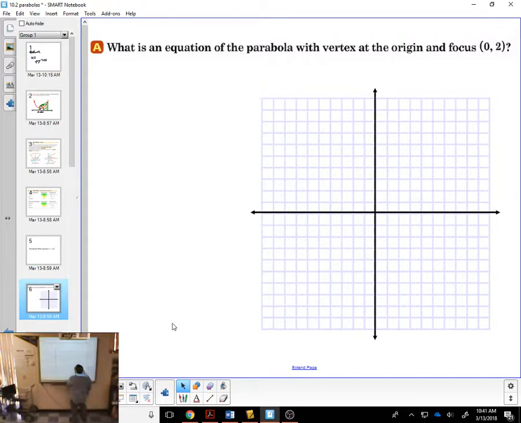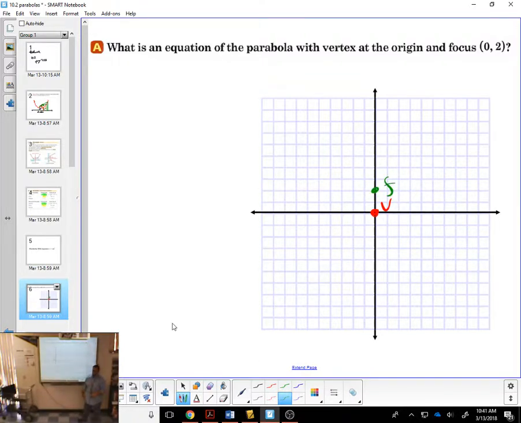Where is my vertex at? It says it's at the origin. So my vertex is right here. I'll label it with a V, okay? And then it says my focus is at 0, 2. So 1, 2, there's my focus.